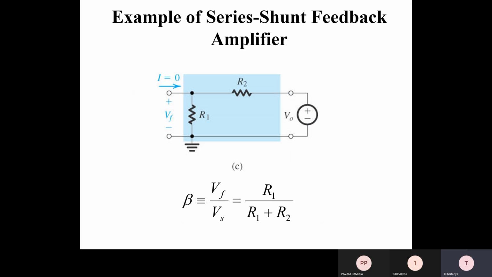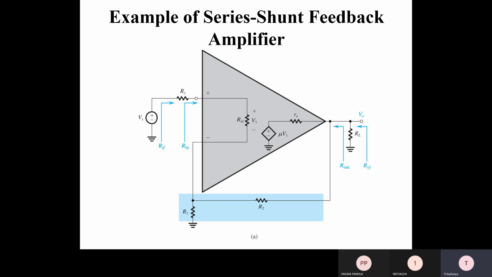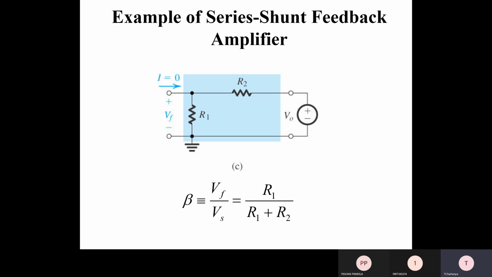So that is an example of a series-shunt feedback amplifier. That is, I tends to 0, series and shunt feedback amplifier, beta equal to VF divided by VS. VF is nothing but R1 divided by R1 plus R2. So R1, in the diagram we can see here, this one is the R1, the load resistance, the feedback load resistance. R1 and R2 are the feedback resistances, so the total feedback resistance is here. So that is beta equal to VF divided by VS, which is nothing but R1 divided by R1 plus R2.